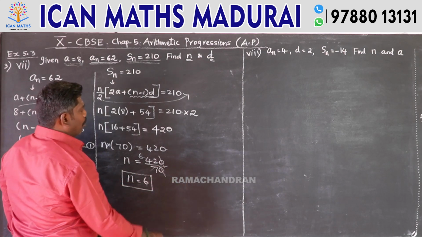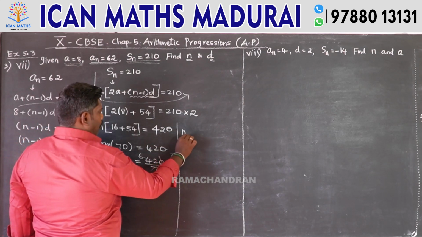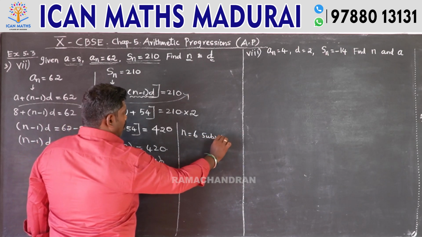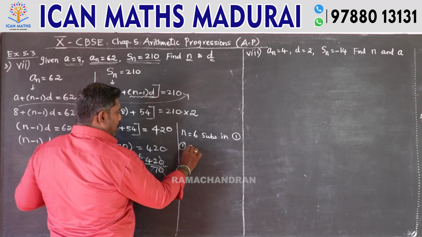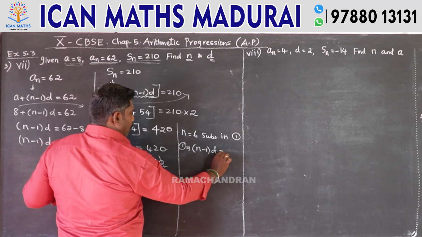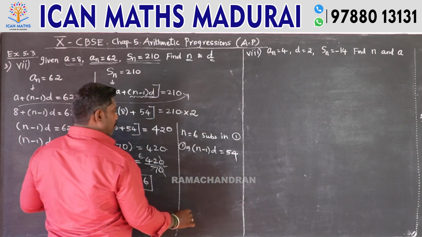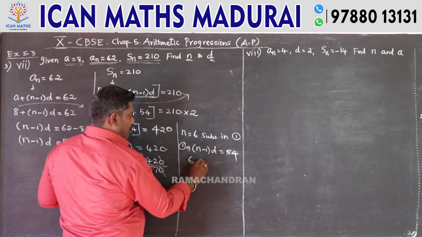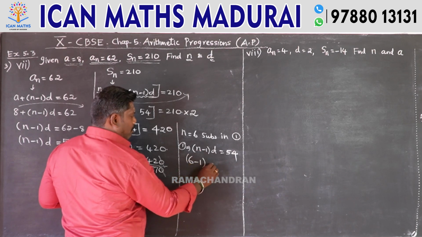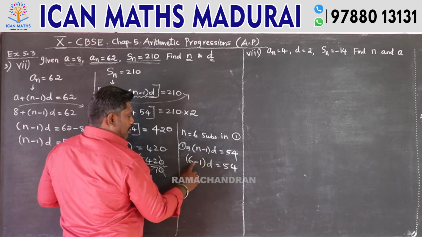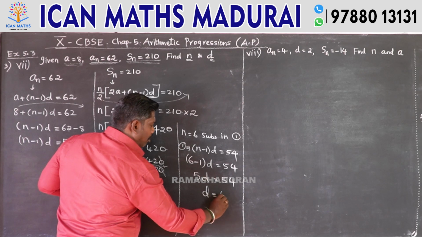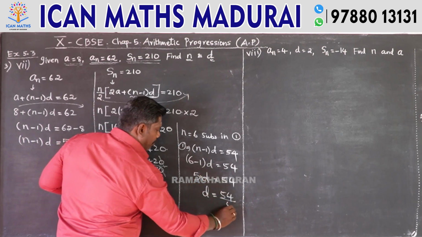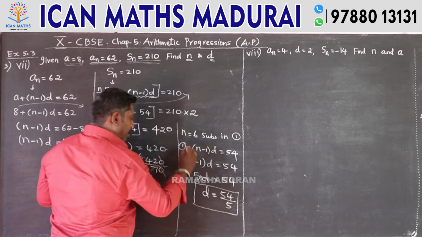Then we have to find the common difference. n is equal to 6. Substitute in equation number 1. Equation number 1 is (n minus 1) into d is equal to 54. The value of n is 6, so (6 minus 1) into d is equal to 54. 6 minus 1 becomes 5, so 5d is equal to 54. Therefore, d is equal to 54 by 5 as the multiplication changes into division.